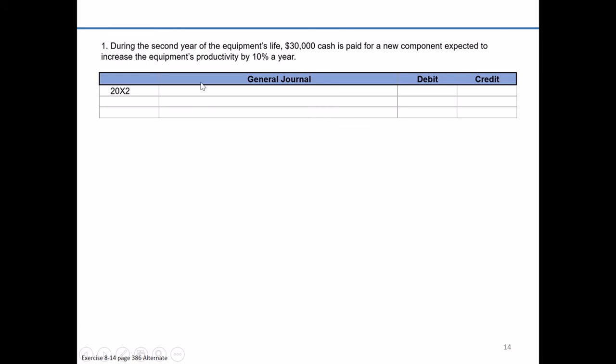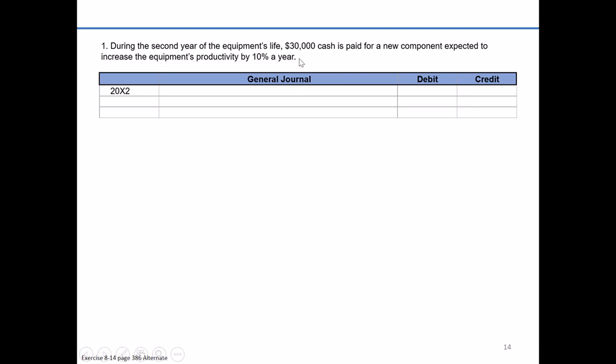During the second year, the company paid $30,000 cash for a new component expected to increase the equipment's productivity by 10% a year. So for example, whatever this piece of equipment is, maybe it cuts parts out of steel, it allows that company to yield 10% more parts in a year. So it made sense. They're going to pay $30,000 in cash for that.